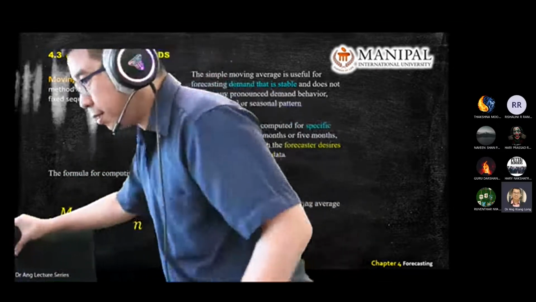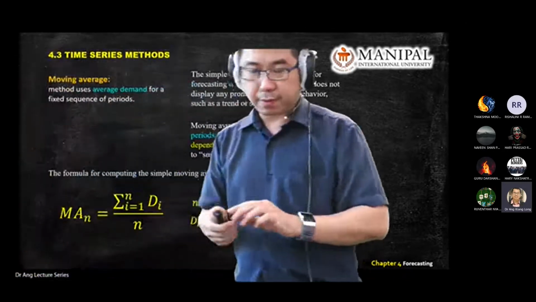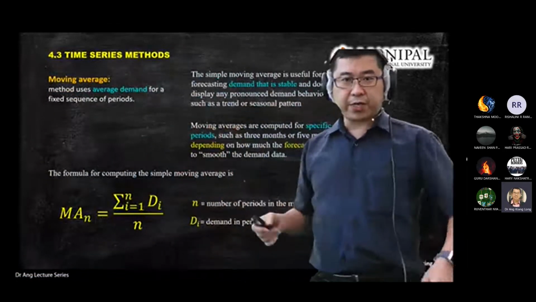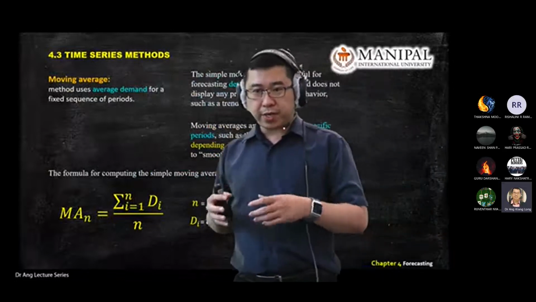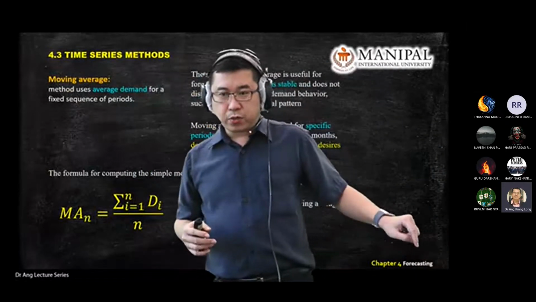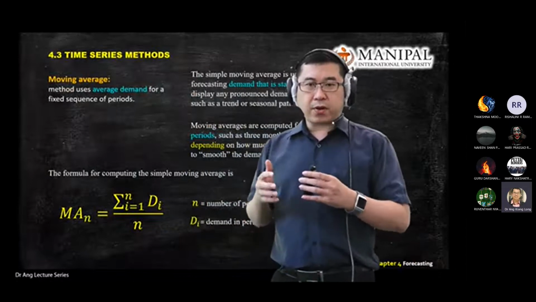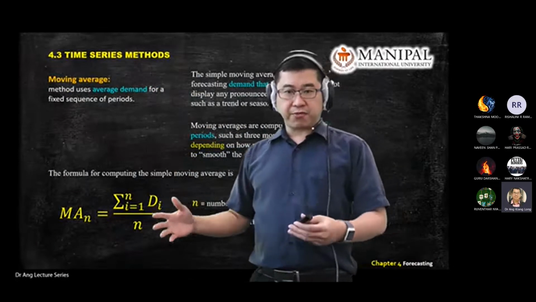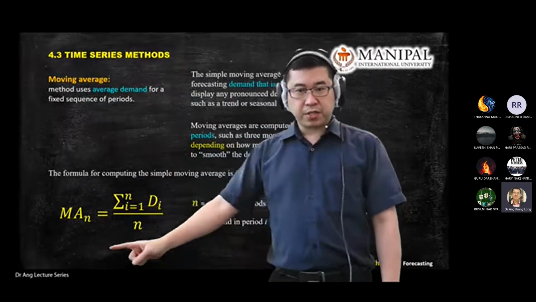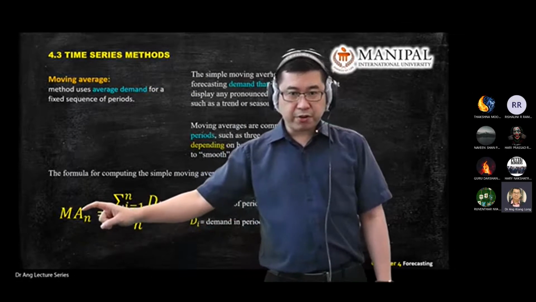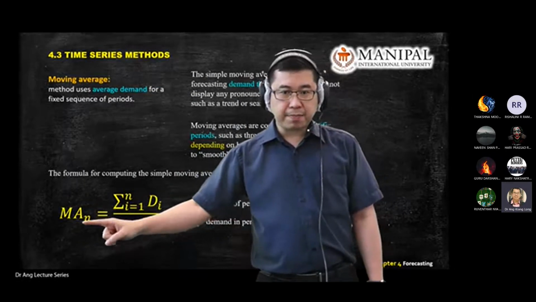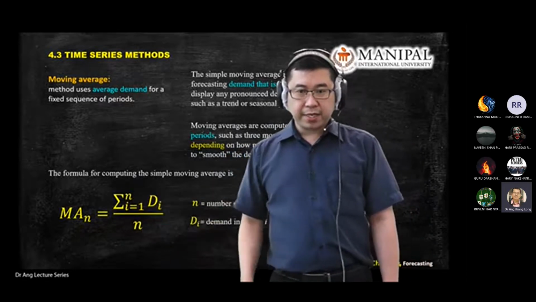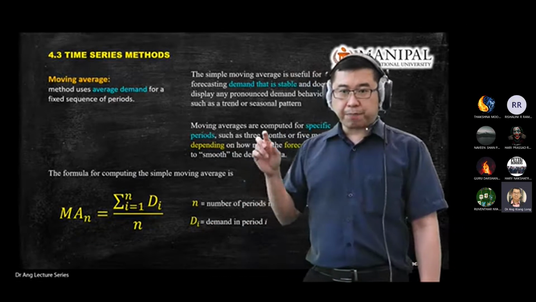All right, let's go back to our lecture. Previously we stopped at moving average. We are now in chapter 4, doing forecasting. So we have looked at one of the methods under time series methods. We do moving average, given by this formula: MA sub n, where n means the number of samples, is the total demand divided by the number of periods that you choose.